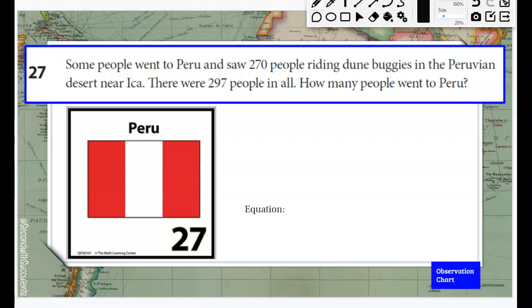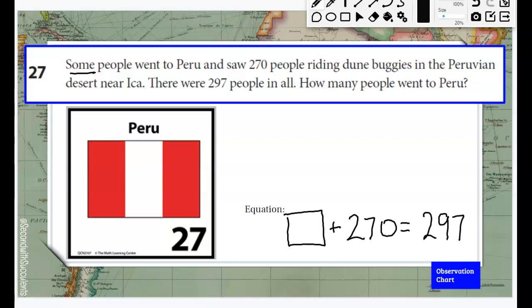Show a connection if your equation looks like this. Some people went to Peru and saw 270 people riding dune buggies. There were 297 people in all. This problem wants to know how many people went to Peru. That's our missing part, is one of our two add-ins. Use your strategy to solve this problem.